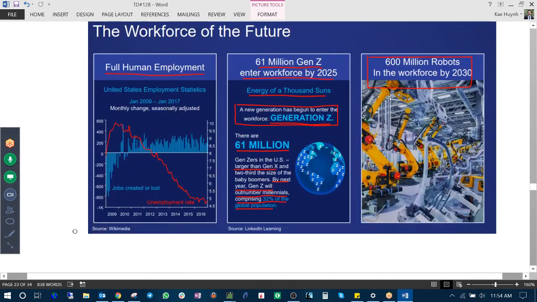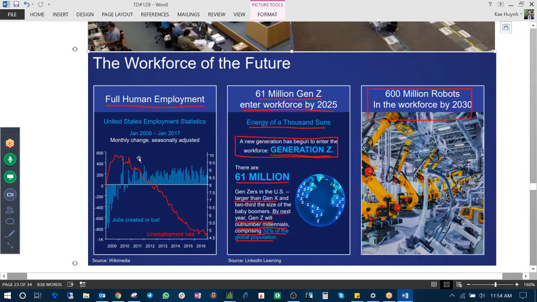And then the workforce of the future: full human employment. Again, this one we already know: unemployment down, and then jobs created and lost. This is the part about Generation Z right here. 61 million Generation Z enter the workforce by 2025. Keep that in mind. Energy of 1,000 suns, they say.